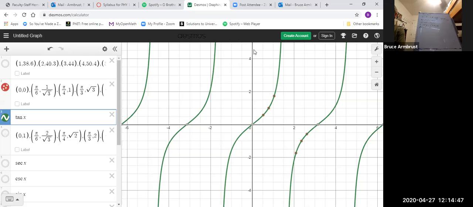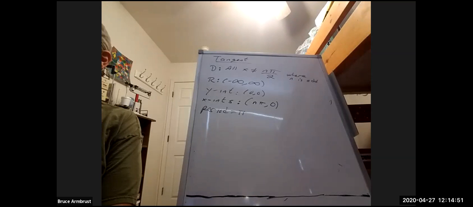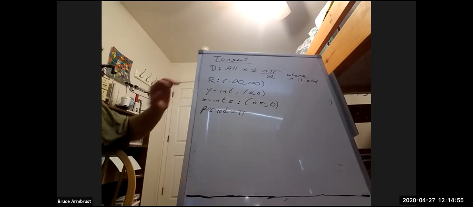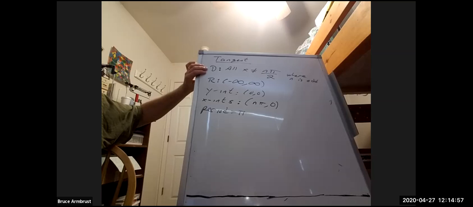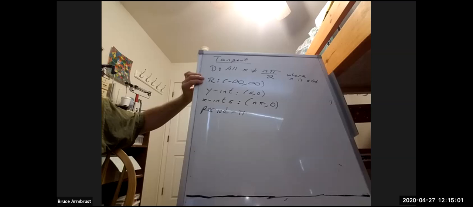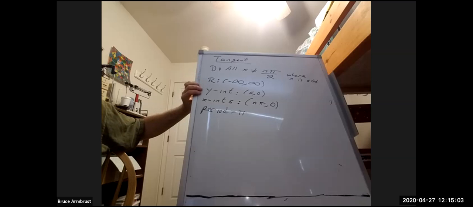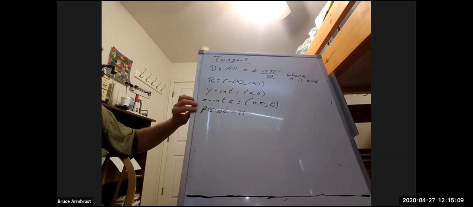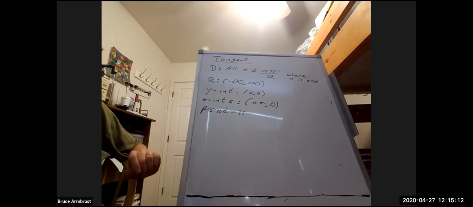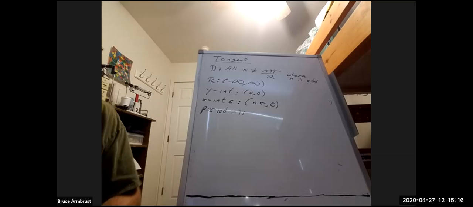So let me go back to the whiteboard here, so you guys can see that information a little bit bigger. But again, the domain, it's all x except for the odd half pi's. The range is all real numbers. We pass through the origin, that's our y-intercept, and then our x-intercepts were at the whole pi's, and our period was pi. All right, so that's tangent.